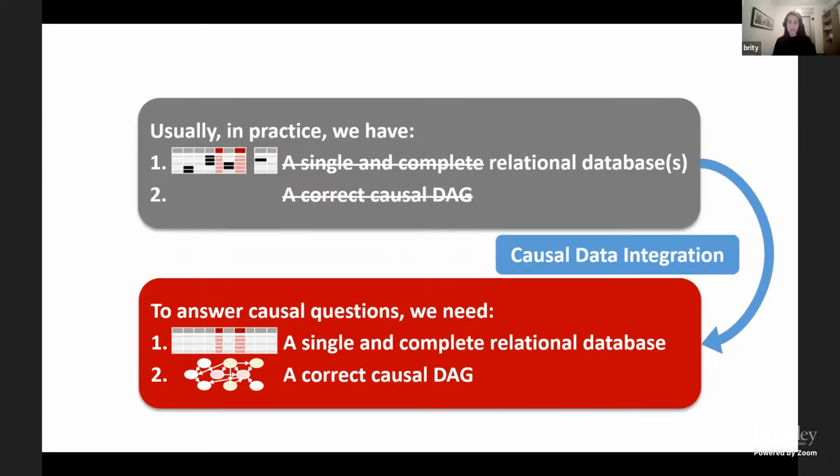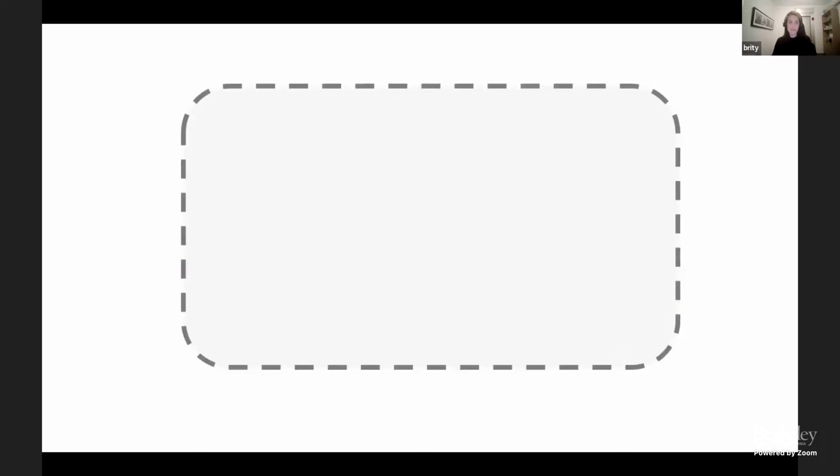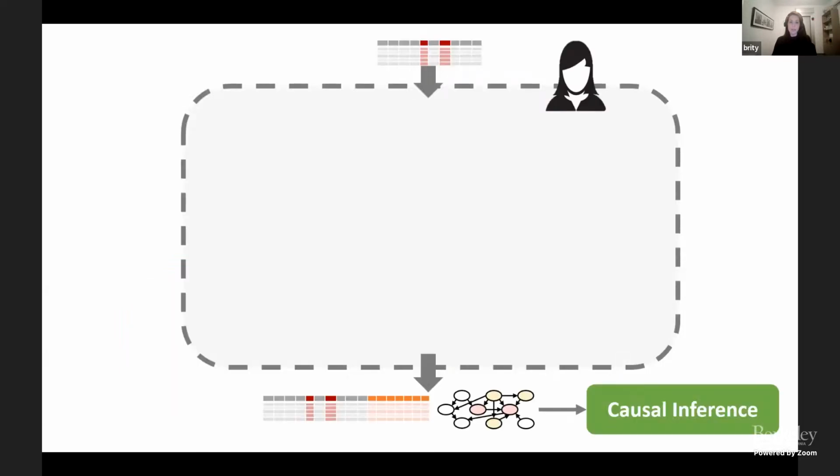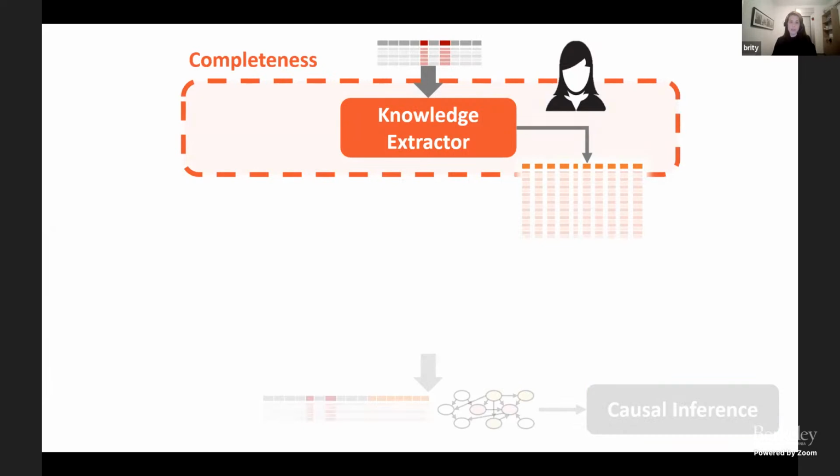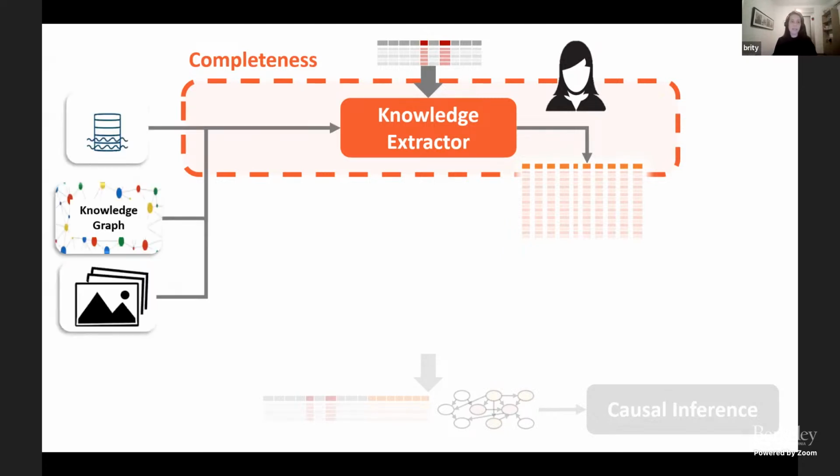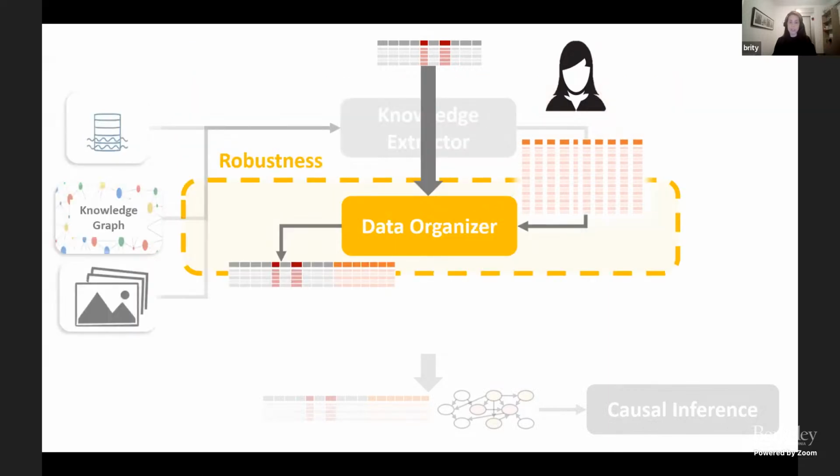Okay, so to summarize, as I said, in order to answer a causal question, we need to have this single and complete relational database and a correct causal DAG, but we start with an incomplete dataset with no causal DAG, and this is when causal data integration might be useful. And intuitively, what we're doing: the knowledge extractor is a way to extract all the possibly relevant variables from data lakes, from knowledge graphs, or from any other data source to address the completeness challenge.